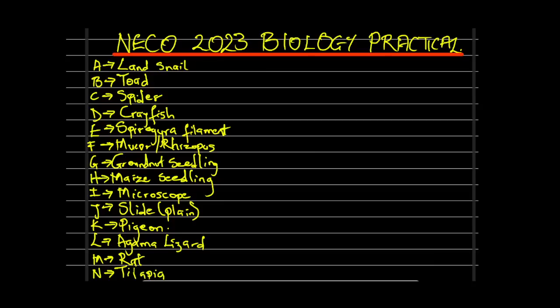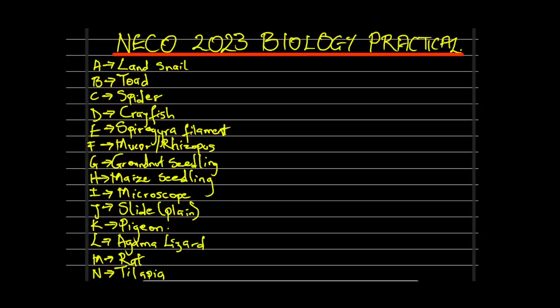So these are the list of specimens that NECO has chosen for NECO 2023 biology practical. For specimen A, we have land snail. Specimen B, we have toad. Specimen C is spider. Specimen D is crayfish. Specimen E is spirogyra filament. Specimen F is mucor rhizopus. Specimen G is groundnut seedling. While specimen H is maize seedling. Specimen I is microscope. Specimen J is slide. Specimen K is pigeon. Specimen L is agama lizard. Specimen M is rat. While specimen N is tilapia fish.